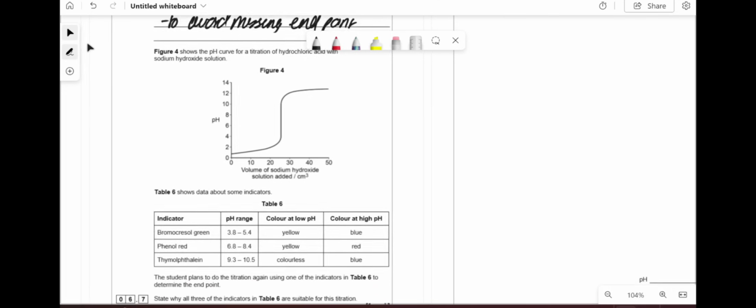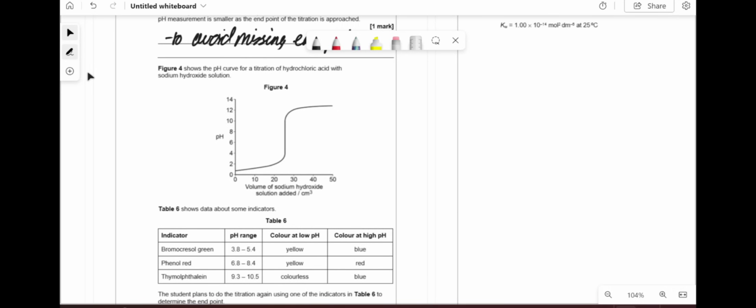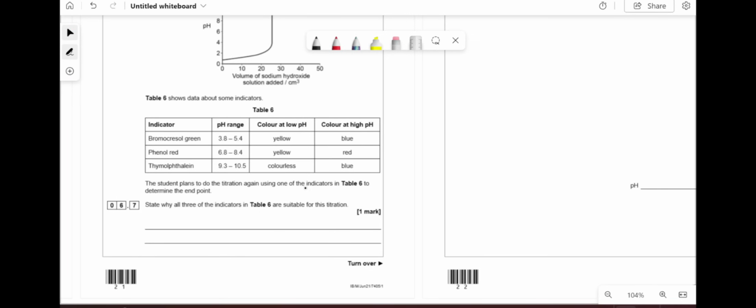So that's why. Now, figure 4 shows the pH curve of a titration with hydrochloric acid and sodium hydroxide solution. The hydrochloric acid was there to start with, and the sodium hydroxide was added, because it says so on the axis, but also you can see the pH curve starts off really low and then gets really high. The student plans to do the titration again using one of the indicators to determine the endpoint.